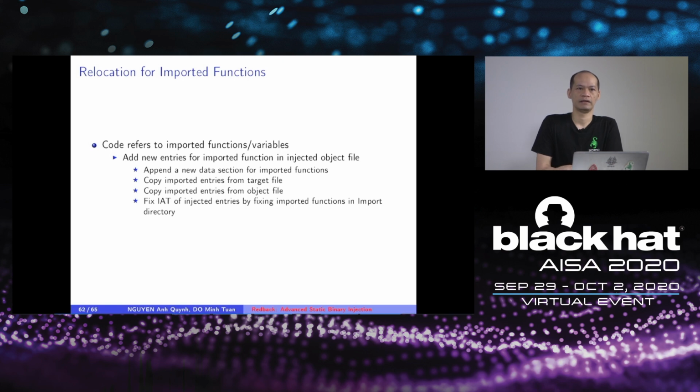To do this, we need to add new entries for imported functions in the injected object files. And Redback actually appends a new data section for imported functions. After that, it copies the import entries from the target program. And also we need to copy the import entries from the object files onto the new entries in the new import sections. And finally, Redback needs to fix the import address table of the injected entries so the final program can run properly.